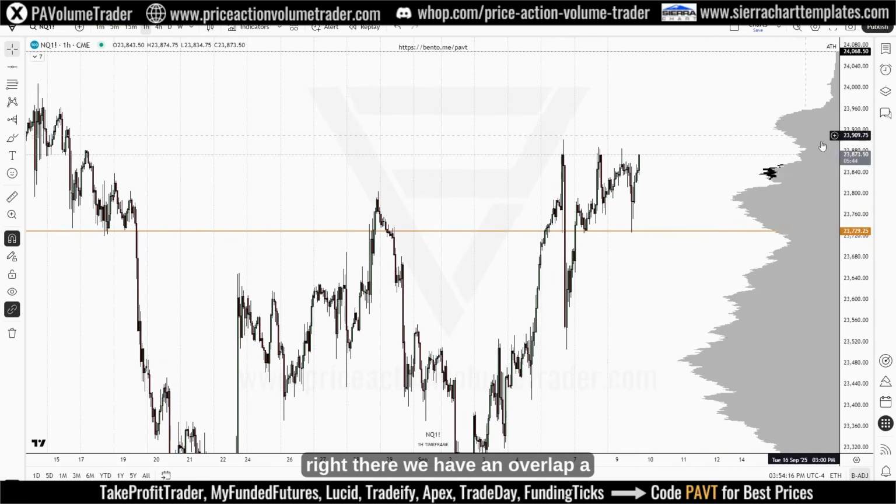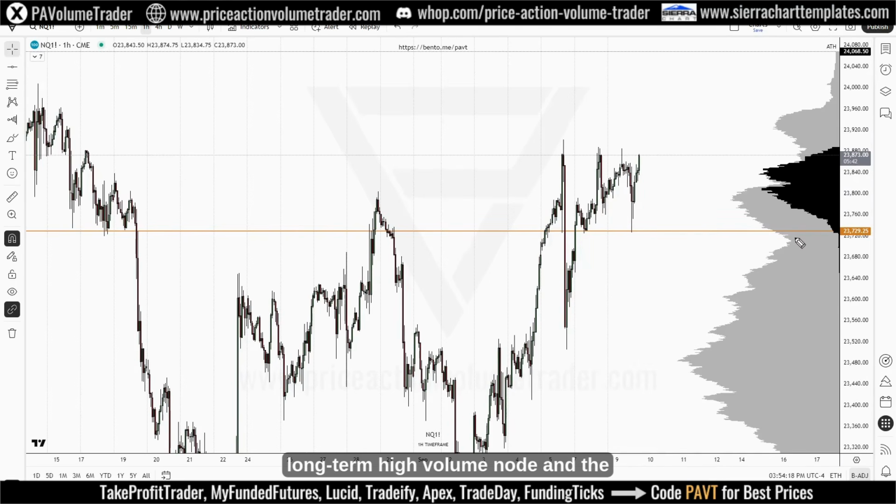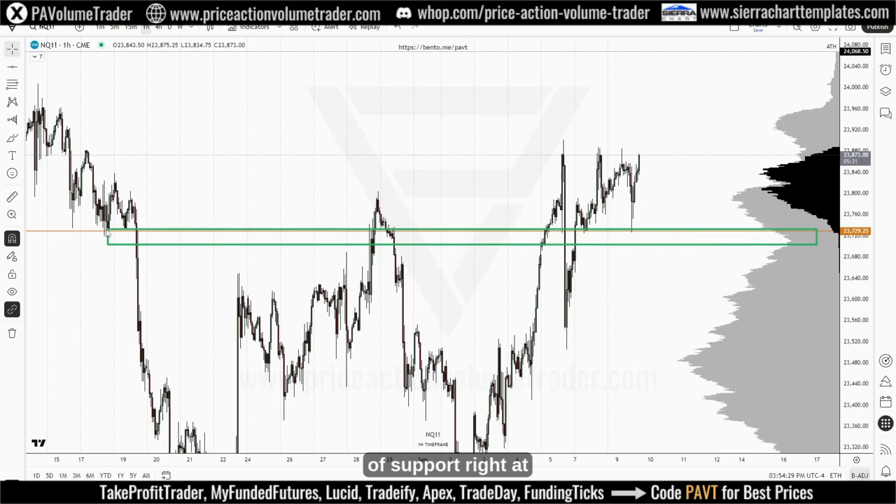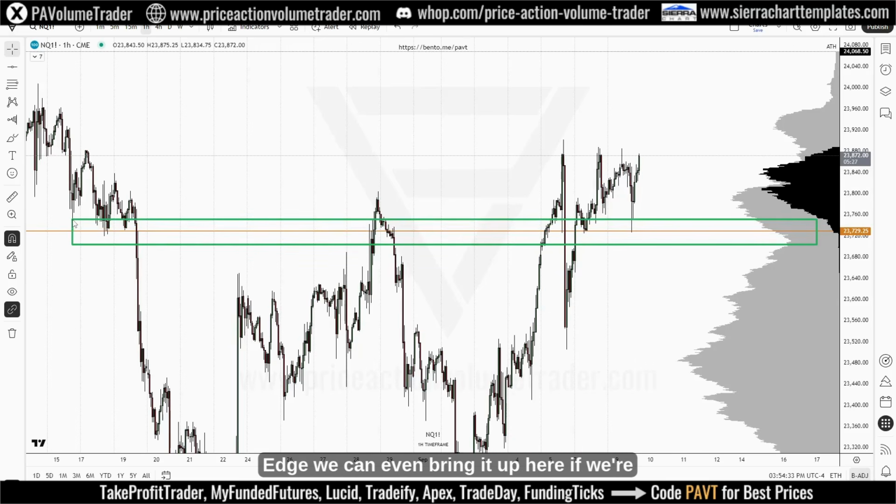So right there, we have an overlap: the long-term high volume node and the weekly high volume node. In both cases, we have a strong area of support right at this bottom edge. We can even bring it up here if we're looking at this weekly profile. So in this case, same thing.